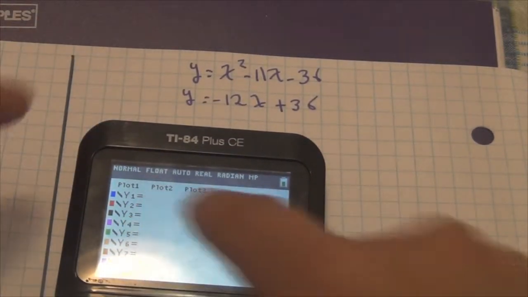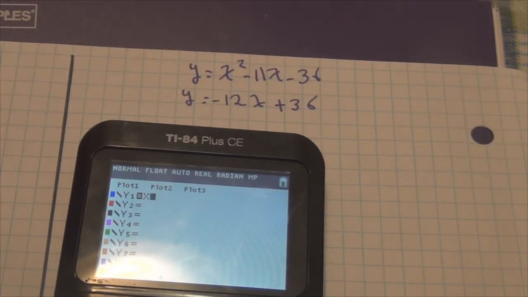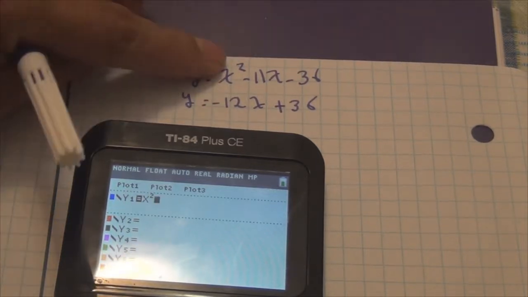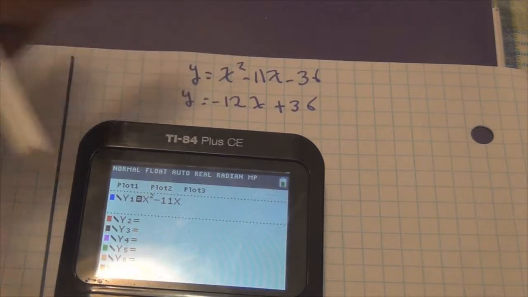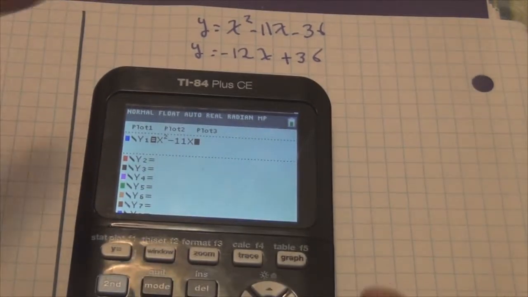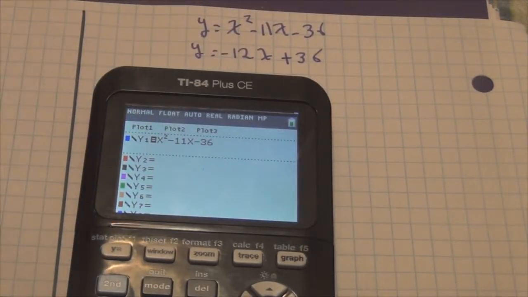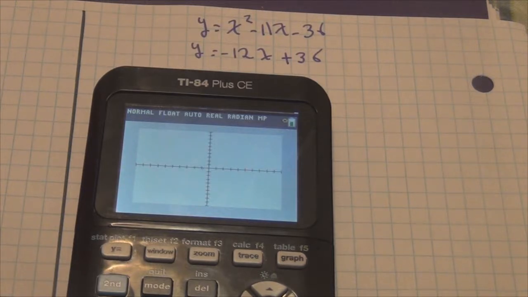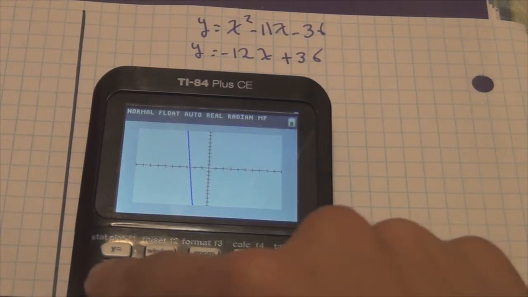All right, so y equals x squared minus 11x minus 36. So I graph, and that's what it looks like. Come back. Didn't come back? Okay, cool. Now let me graph the second one.